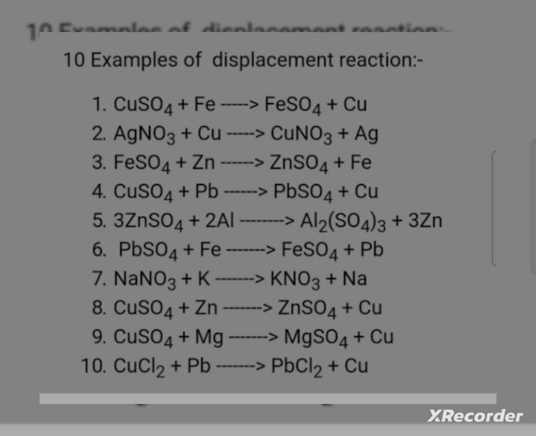iron. And the next, example number 2, is AgNO3, silver nitrate, which reacts with copper to form copper nitrate and silver, as copper is more reactive than silver. The next example is FeSO4, iron sulfate, which reacts with zinc to form zinc sulfate and iron, as zinc is more reactive than iron. Example number 4 is when copper sulfate solution reacts with lead.